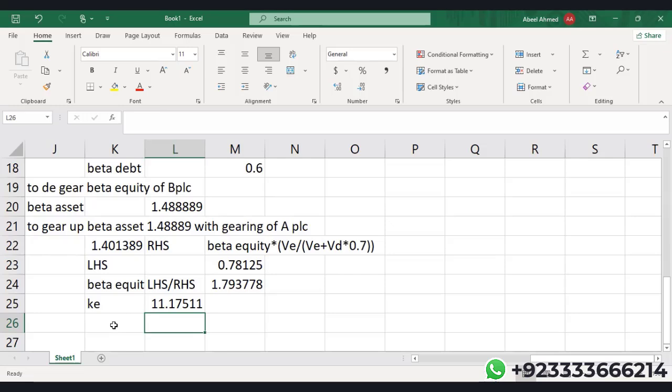So I just wanted to explain one thing to you. If a question comes in exam in which you have been given beta debt also, what to do? Number one, calculation of beta asset is straightforward. But after calculating beta asset, the main thing comes, how will you gear up beta asset with your own gearing? For that, do not forget the approach of left hand side and right hand side. So that is all from my side. I just wanted to explain this, and I hope this video is really beneficial.